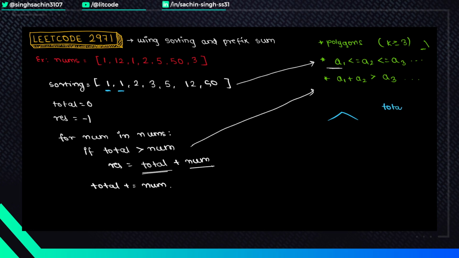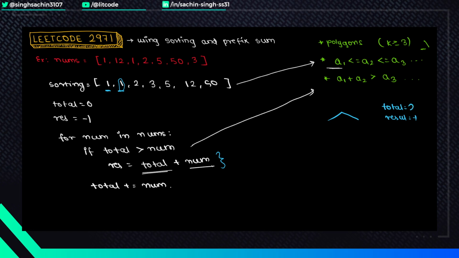Let's do a dry run. Now total is 1, result is -1, and before we get the second element, we will check, is total greater than num? Total is 1 and num is 1, so no. Then we need not update the result, and we add num in total. So now we have 2 edges and total is 2.